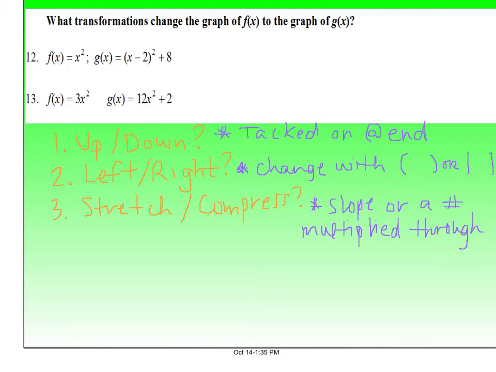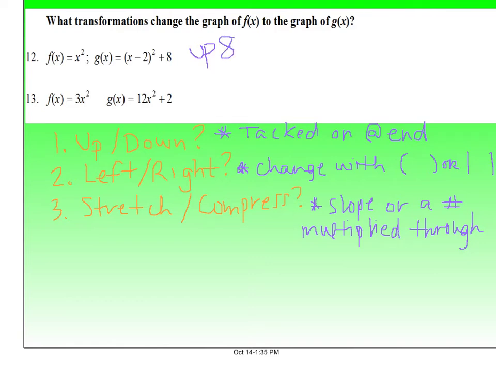First thing I see, I've got this plus 8 at the end. It's just tacked on out of nowhere, tacked on to the end. Well, tacked on to the end means that's going to be an up or down shift. I know because it's plus 8, I'm going to be moving up by 8.